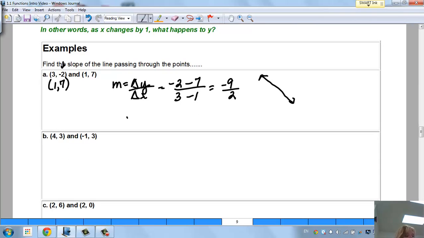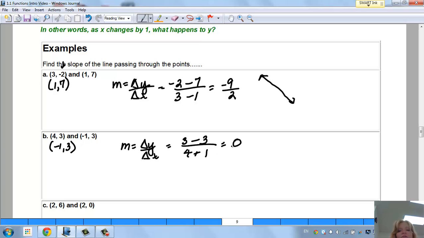Let's try between 4, 3 and negative 1, 3. So if I put the negative 1, 3 underneath, because that's how I like to do it, slope is delta y over delta x, and when I do that, I have 3 minus 3 all over 4 plus 1, because I'm subtracting a negative. So if I get 0 over a number, that means this has a 0 slope. And if you were to graph that, 4, 3 and negative 1, 3, that's what the line would look like. It'd be a 0 slope.